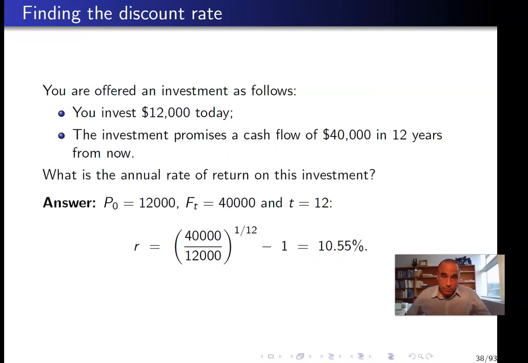Here's an example. You are offered $12,000 today. You will receive a cash flow of $40,000 in 12 years. What return is implied with these two cash flows and the number of years? The return implied is 10.55%.